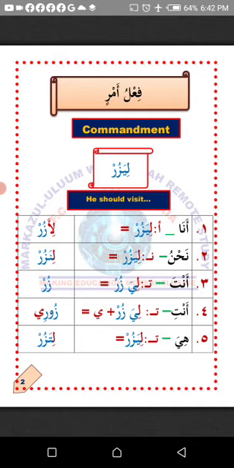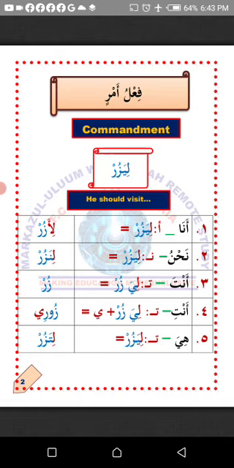Ithnan, number two. Nahnu, we. So how do we change the verb liyazur to suit nahnu? All you need to do is to detach ya'un and attach nunun. So the verb liyazur will now become linazur, which means we should visit.